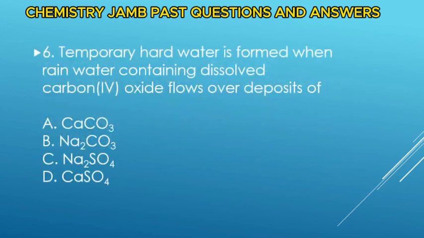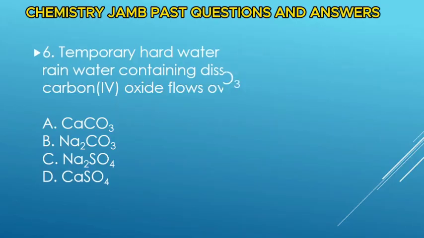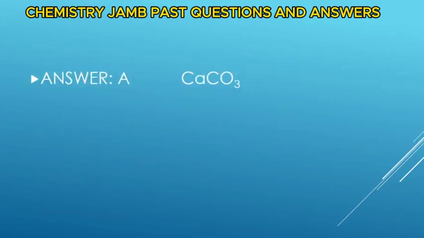Question number 6. Temporary hard water is formed when rainwater containing dissolved carbon dioxide flows over deposits of A. calcium carbonate, B. sodium carbonate, C. Sodium sulfite, D. Calcium sulfite. The answer is A, which is calcium carbonate.